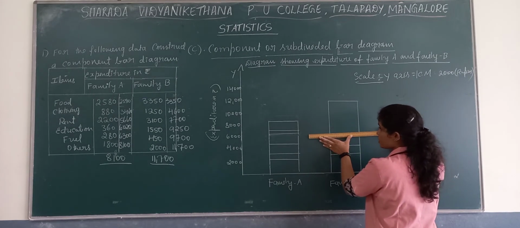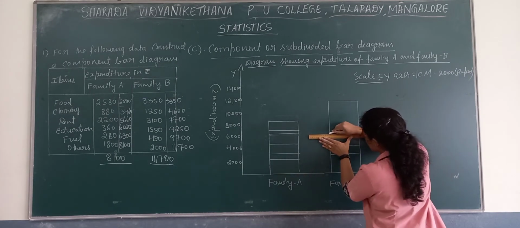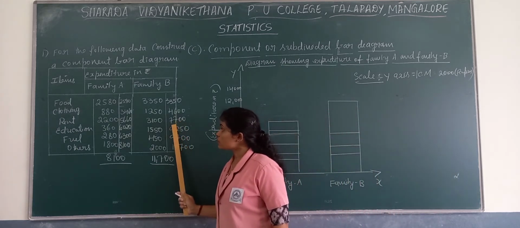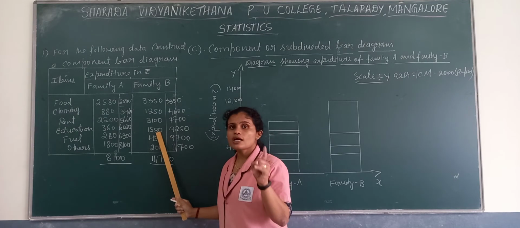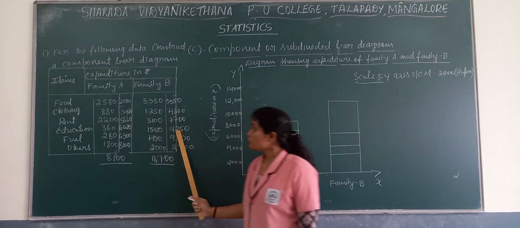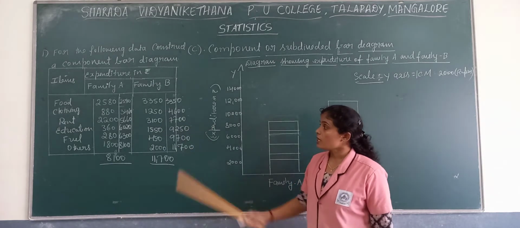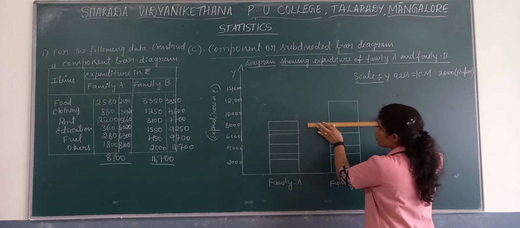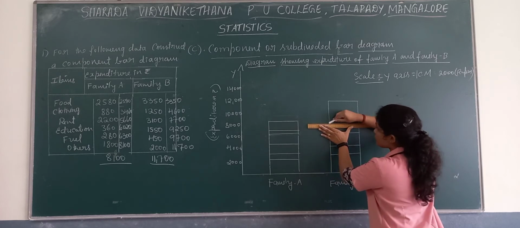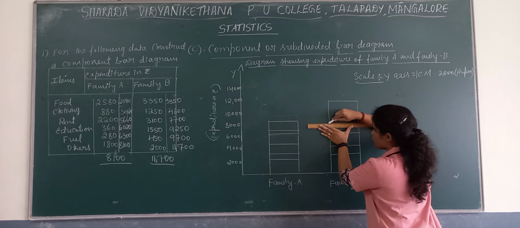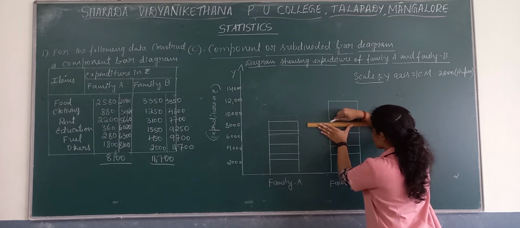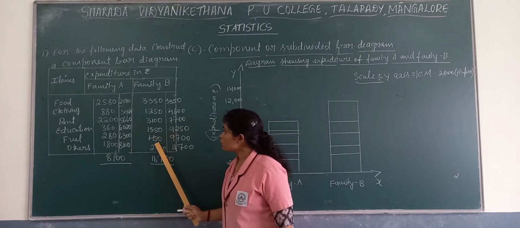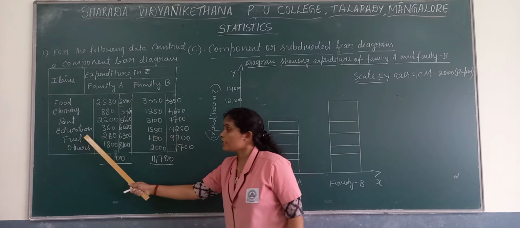7700, that is rent. Next 7700 plus education 1550. We get education, we need to plot on 9250. Where will 9250 come? Here on an average, here it is 9250, that is education. 9250 plus 450, 9700, fuel.